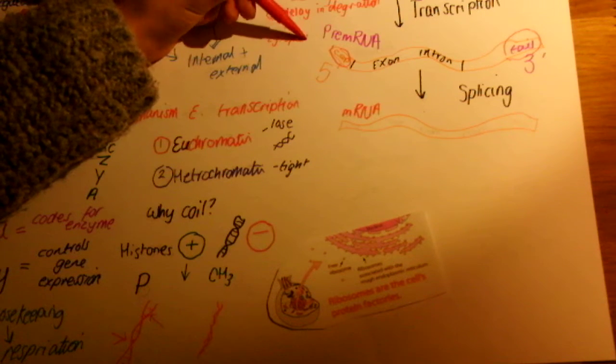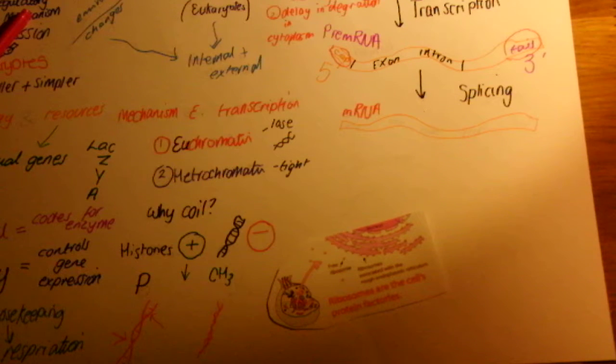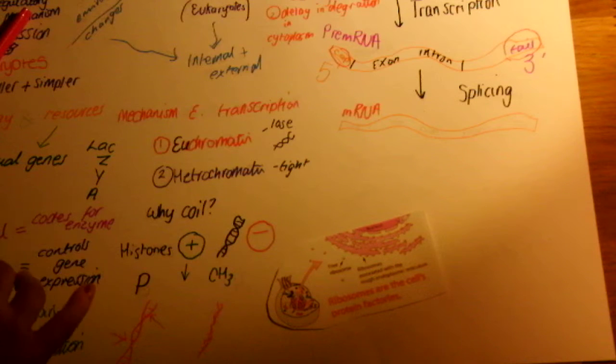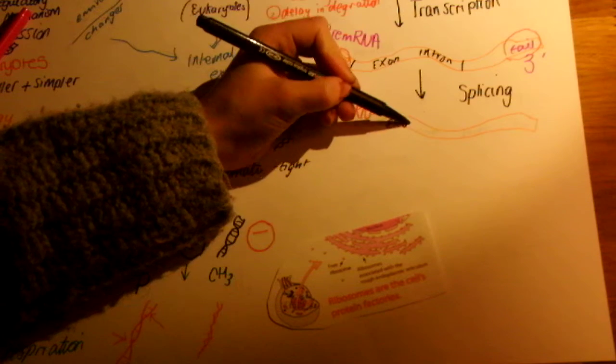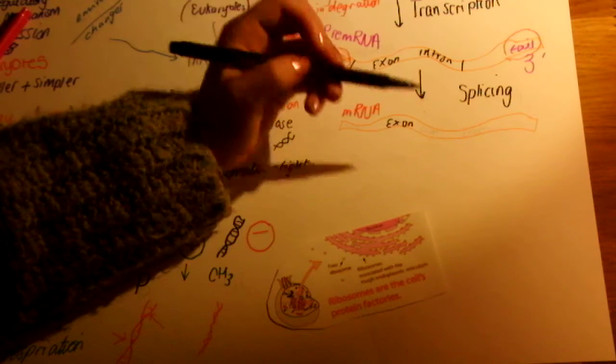So the cap and the tail allow it to stay in the cytoplasm for a lot longer. The splicing, which is the second mechanism, occurs where the RNA is cut at specific points. So now we get to the mRNA, which is the mature RNA. Here we only have exons. The introns that were before have gone.